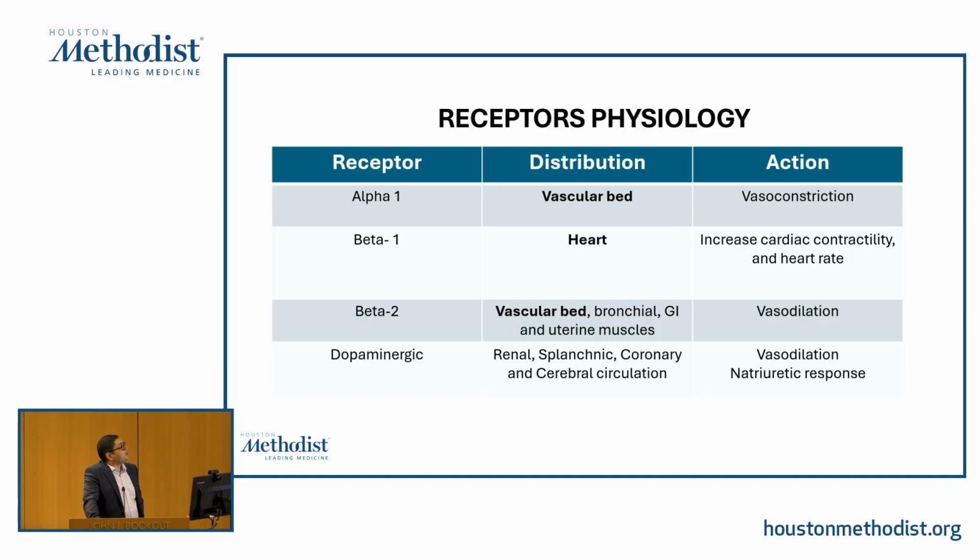Beta 1 is predominantly in the heart, and when you stimulate beta 1, you're going to have increased heart rate and contractility. Beta 2 is mostly in the vascular bed, and when you stimulate beta 2, you're going to get vasodilation. And then the dopaminergic receptors are throughout the body, and depending on the dopamine dose, you're going to stimulate one receptor versus the other, and you're going to have a variable physiologic effect.